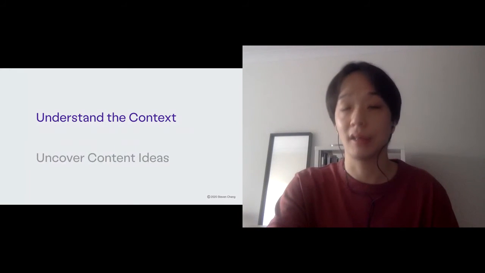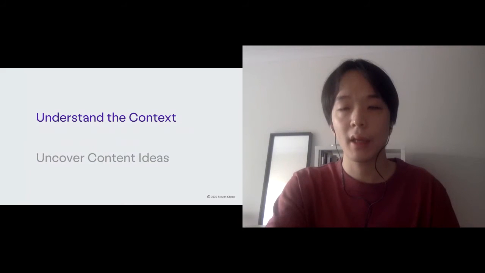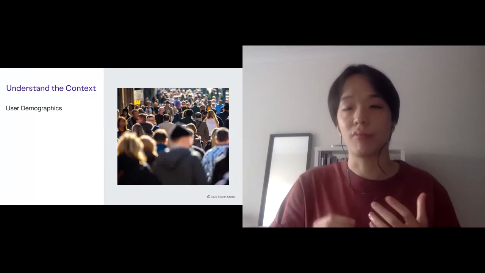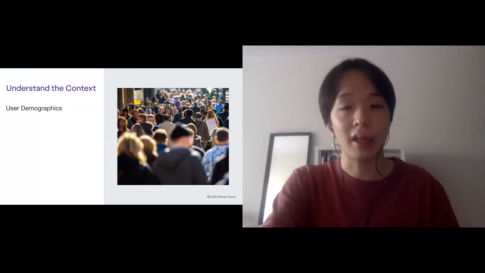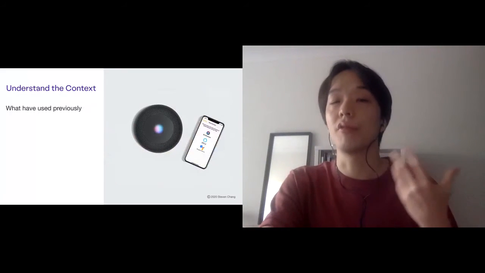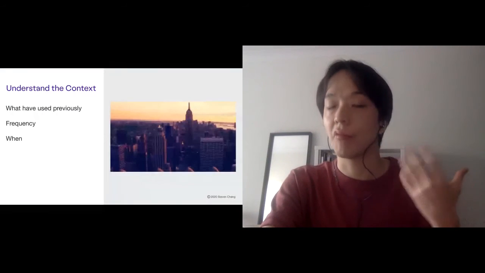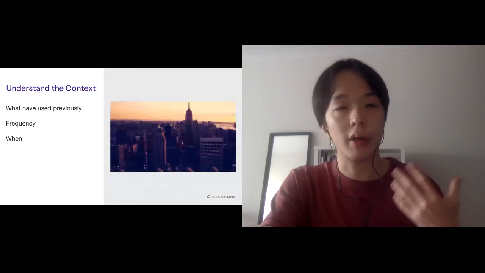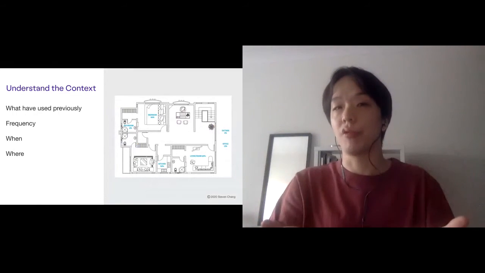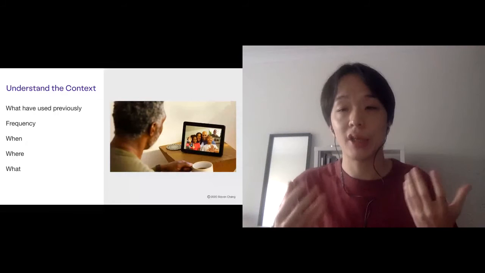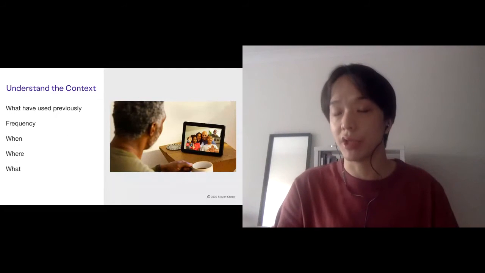Let's start with understanding context. When conducting user research to understand your users, apart from general user demographics, I include voice-related questions in any research process. These include what kind of voice user interface users have used previously, the frequency of use, when and where they use the voice application, and why they use it.